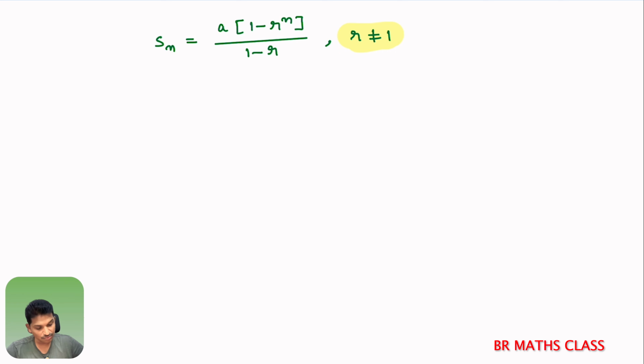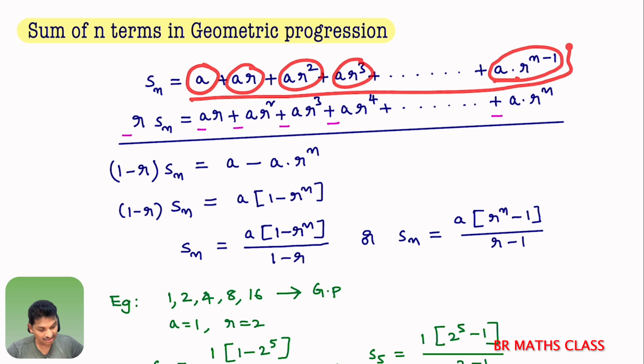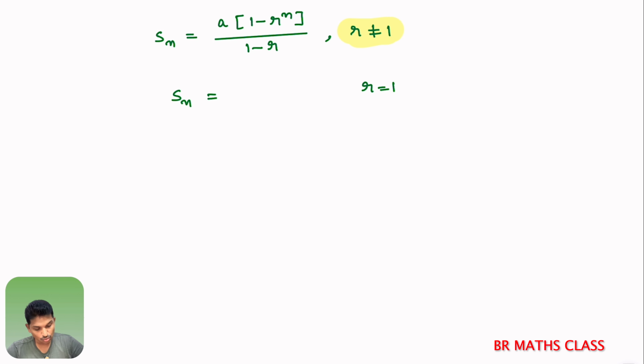You may question, what will happen, sir, when r equal to 1? Good question. r equal to 1. You put r equal to 1 in this sum of n terms. You observe here, in place of r, you put 1. Here, total how many terms are there like this? Total n terms are there. In each term, if you put r equal to 1, this is a, this is also a, this is also a, like that. This is like a plus a plus a, like that. How many a's are there? n times a is there. When r equal to 1, sum of n terms is n into a. So, when r equal to 1, sum of n terms formula is n times a.